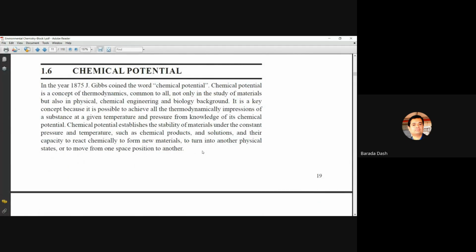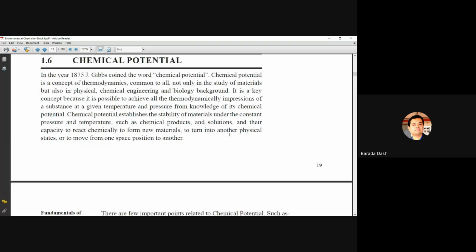So next is chemical potential. In the year 1875, Gibbs coined the term chemical potential. What is chemical potential? It is a concept of thermodynamics, common not only in the study of materials but also in physical, chemical engineering, and biological backgrounds. The key concept is that it is possible to obtain all the thermodynamic properties of a substance at a given temperature and pressure from knowledge of its chemical potential.